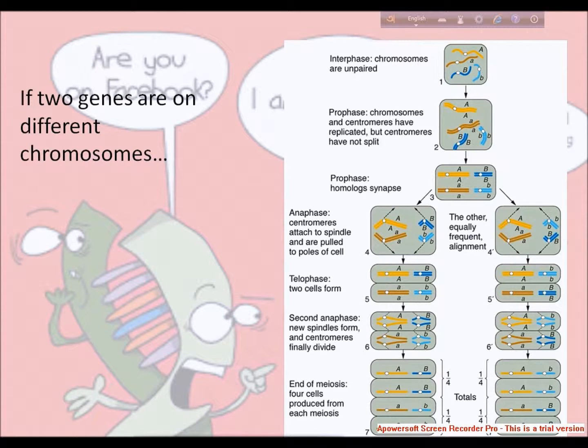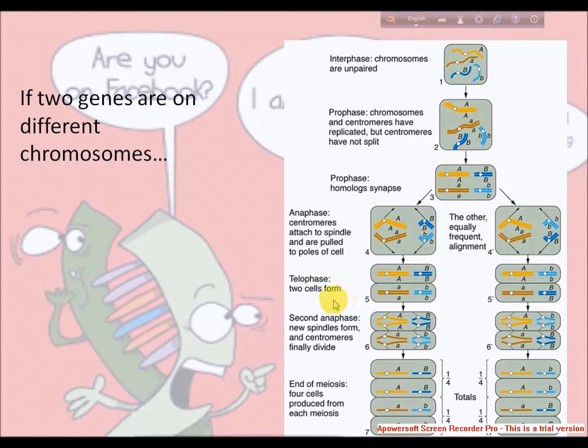If two genes are on different chromosomes, first, this is the interphase, where chromosomes are unpaired. That is the prophase and the cell division. The chromosomes and centromeres have replicated, but centromeres have not split. This is the prophase, homologous synapsis. This is the anaphase, where centromeres attached to spindles are pulled to the poles of the cell. The other equally frequent alignment.